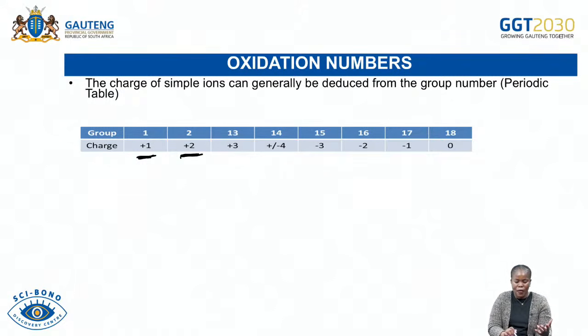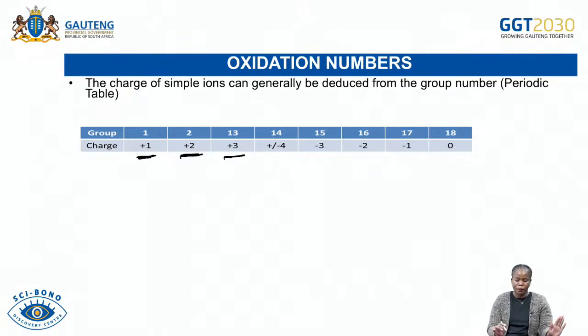And then for group 13, it is a +3. All of those are our metals because they are found on the far left hand side of the periodic table.